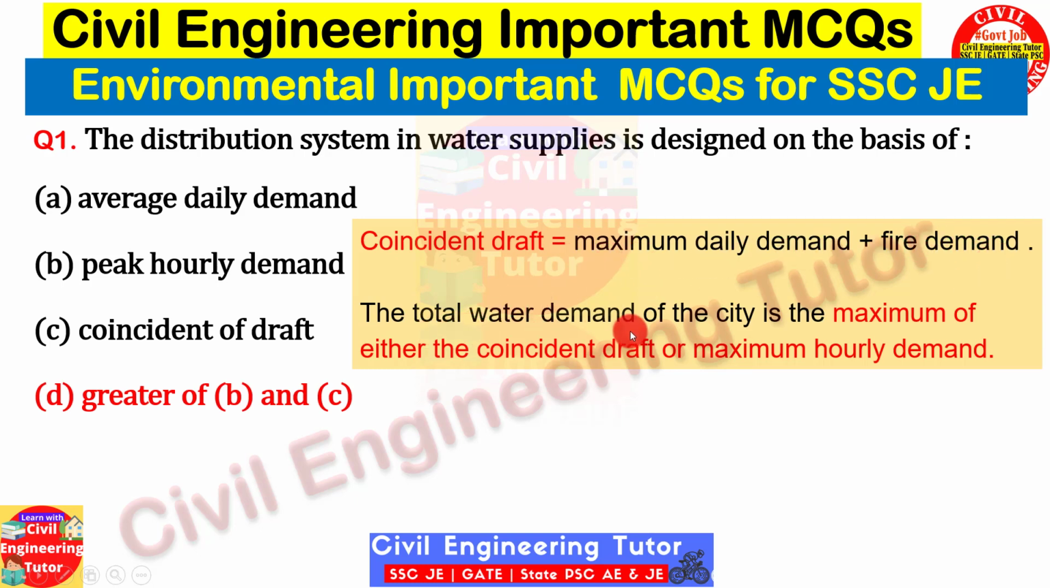And the total water demand of any city is the maximum value of coincident draft or maximum hourly demand. So if you are given peak hourly demand or maximum hourly demand as well as coincident draft, then the maximum of these two values you have to select as the water demand of any city. So the correct answer will be D, greater of B and C.